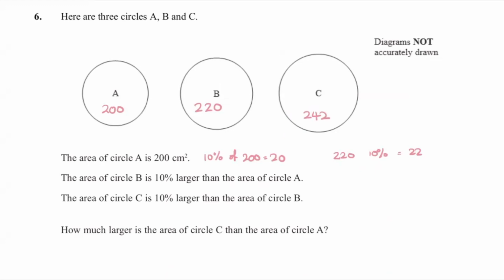How much larger is the area of C than the area of A? So what we want to do here is the difference between the original. So almost like how you start a percentage change. So the difference is 42 over the original, which is 200. That is the difference, is a fraction. If we divide through by 2 and get it so it's over 100, then the difference is 21%.